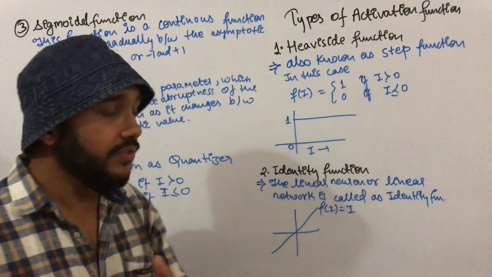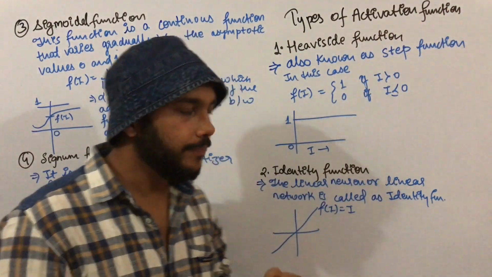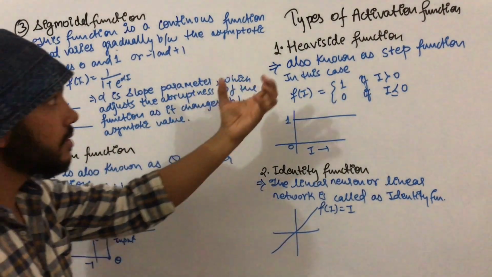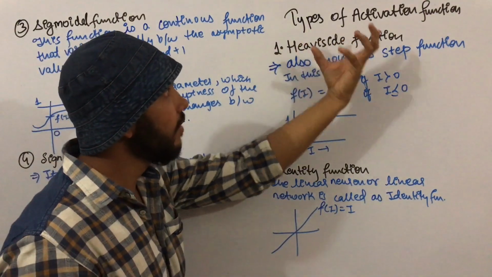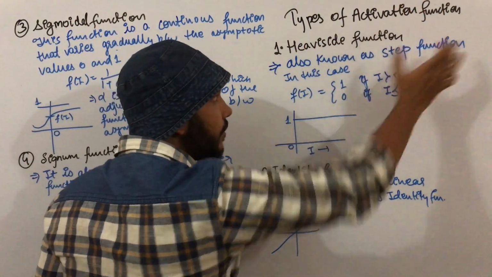Hi guys, in this video I'm going to talk about types of activation functions. Basically there are four types of activation function. First is the Heaviside function. This function is also known as the step function.